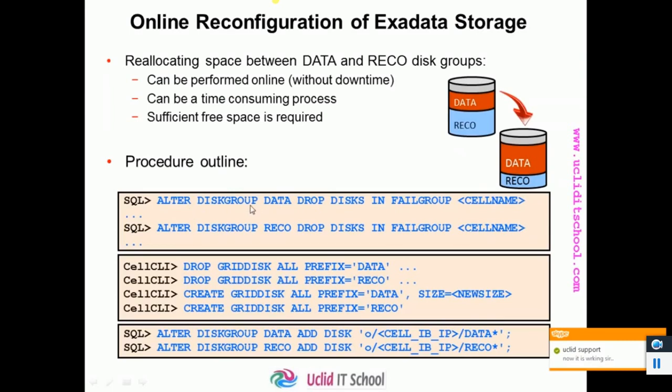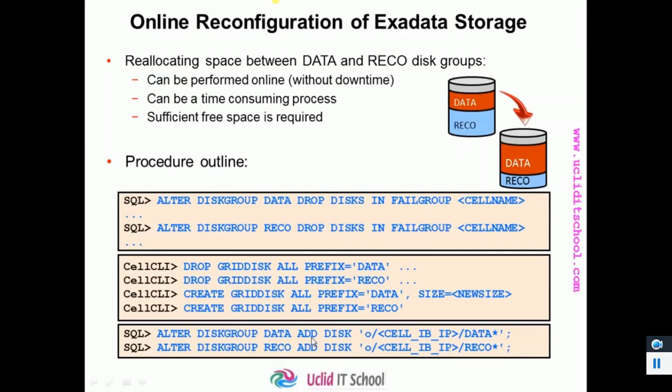First you need to drop the disks in that failure group, using this command: alter diskgroup data drop disks in failure group. Which failure group? That cell failure group. So we are doing this activity on the first cell, so you are dropping the disks in data disk group on cell 1. Then you drop the disks in the record disk group. Then you drop the grid disks belonging to data and record. Then you create the grid disks with the new size as required. Then you add them back to the disk group.